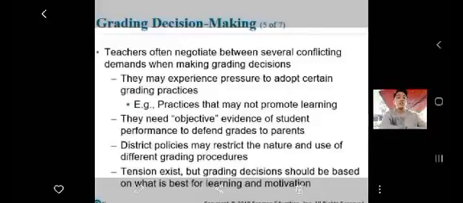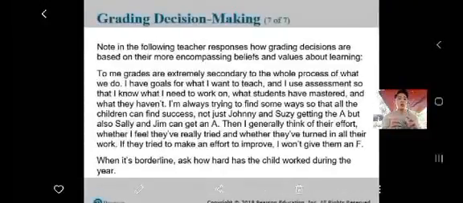They may experience pressure to adopt certain grading practices, for example, practices that may not promote learning. They need objective evidence of students' performance to defend grades to parents. District policy may restrict the nature and use of different grading procedures. Tensions exist, but grading decisions should be based on what is best for learning and motivation. Note in the following teacher responses how grading decisions are based on their more encompassing beliefs and values about learning.